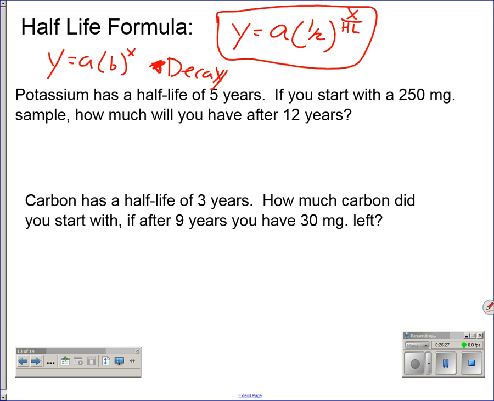Who's seen half-lives before, like in science? Really the half-life just tells you the amount of time it takes for an element or whatever to reach half of its original amount. And that's useful in carbon dating and stuff like that.